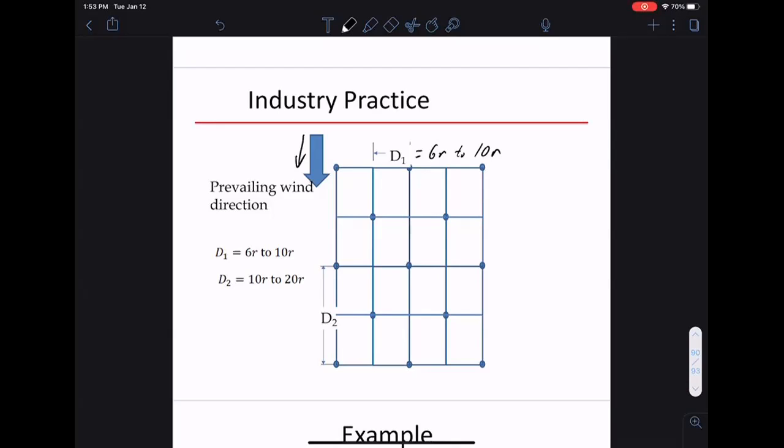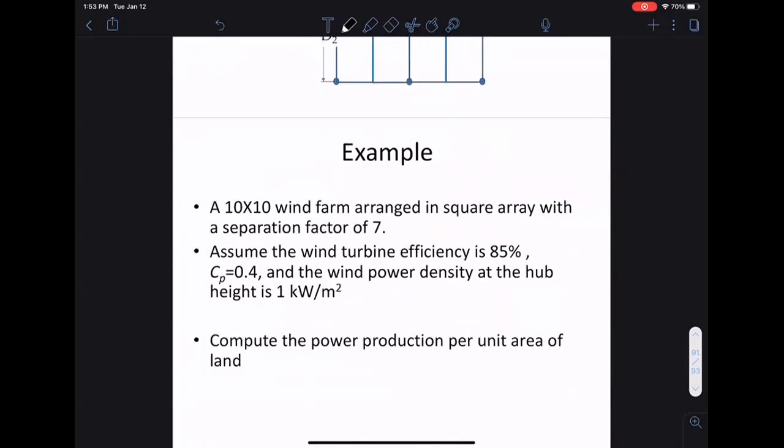Okay, so let's do one simple example on this. Let's say we have a 10 by 10 wind farm. Here we're going to arrange it in a square array, with a separation factor of 7. This means d over 2r is 7, so the distance between them is 14 times the radius.